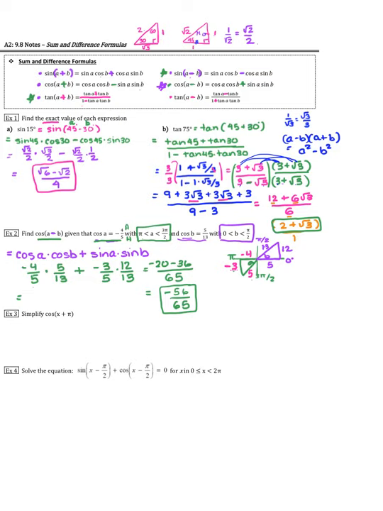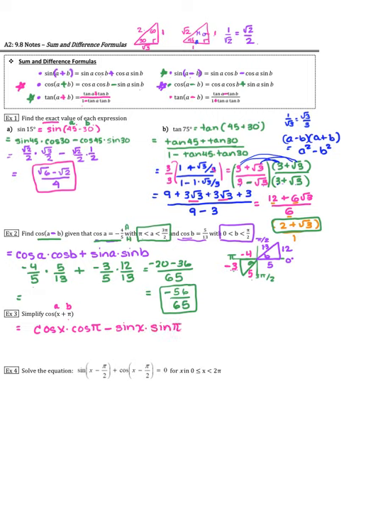All right, let's look at how we can simplify an expression using your identities. So cosine of x plus pi. We're going to use that second one up here. So this is your A and this is your B. We're going to expand that. So that's cosine x times cosine pi minus sine x times sine pi.